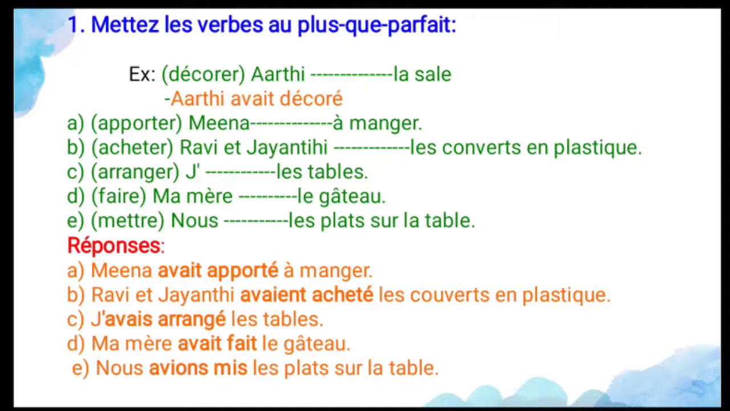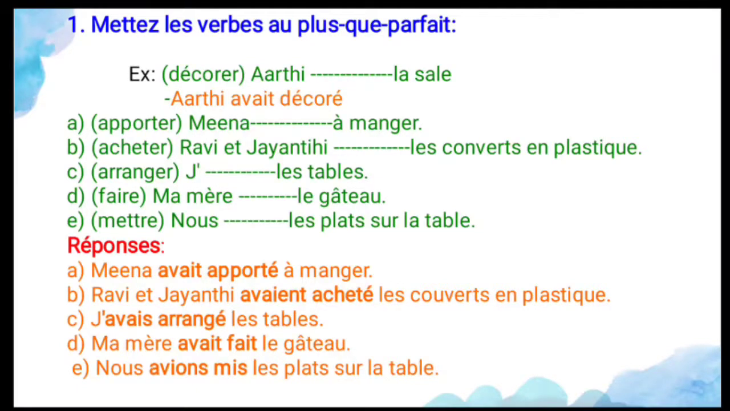And the third one is arranger. Arranger means to arrange, and j'ai les tables. So the verb arranger is also not in the 16 verbs. So again you have to use the avoir verb only. So j'avais arrangé les tables. So I had arranged the tables.